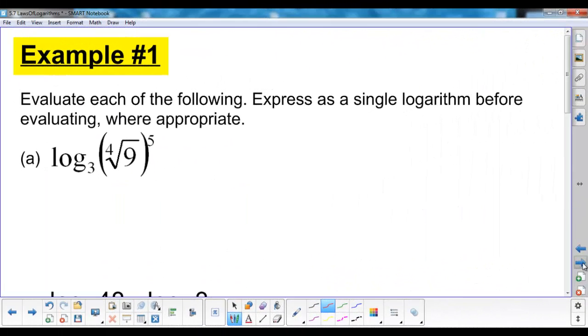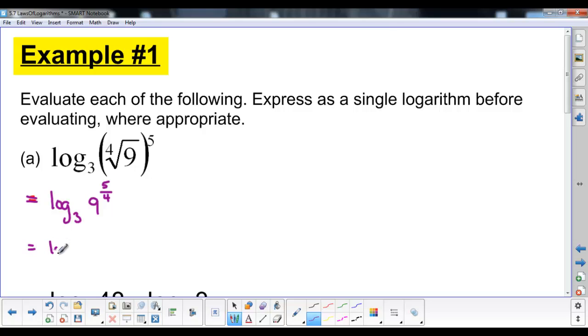So what we're going to do here is express each as a single logarithm, and then we'll evaluate. In part A, we have a lot going on in our argument, so I'm going to simplify that. We'll keep the log base 3. I'll rewrite the argument with a fractional exponent, so this becomes 9 to the power of 5 over 4. Now, because we have a base 3 and a base 9, I think it would be best to change the argument's base also to base 3. So I'll change this 9 into 3 squared.